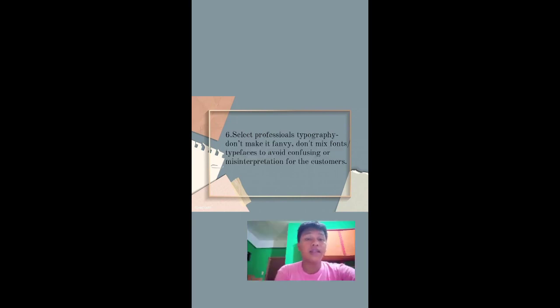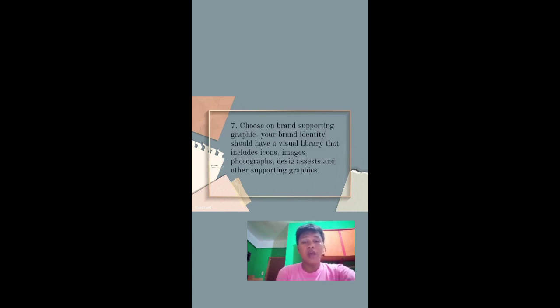Number six, select professional typography. Don't make it fancy. Don't mix fonts and typefaces to avoid confusing or misleading the customers. And number seven, choose on-brand supporting graphics. Your brand identity should have a visual library that includes icons, images, photographs, design assets, and other supporting graphics.